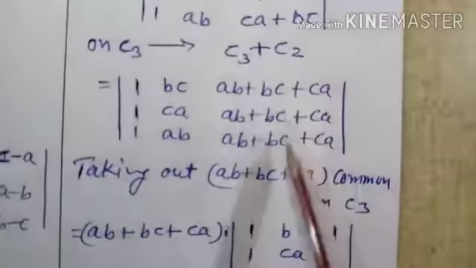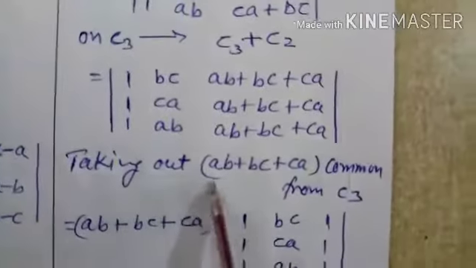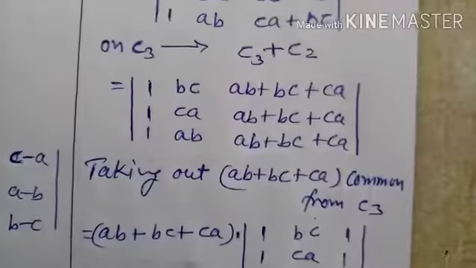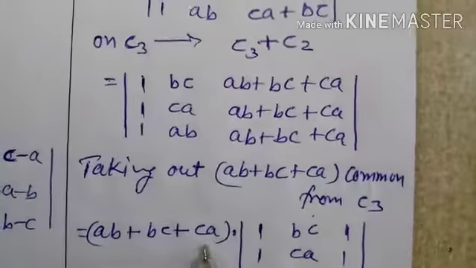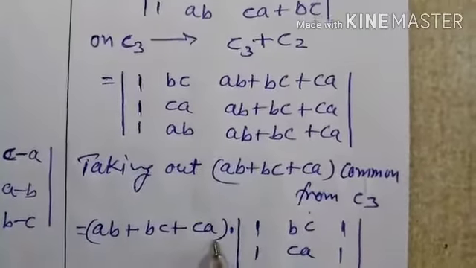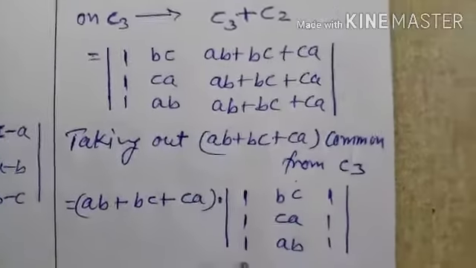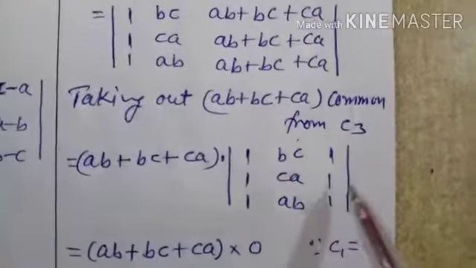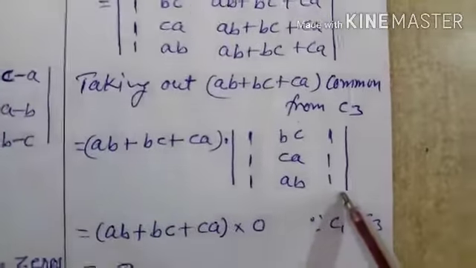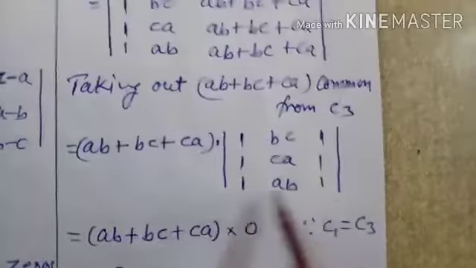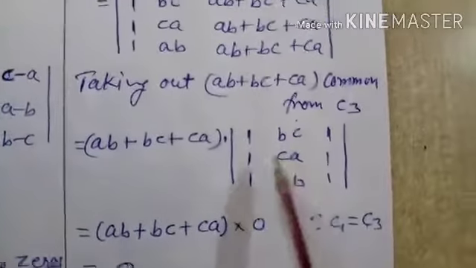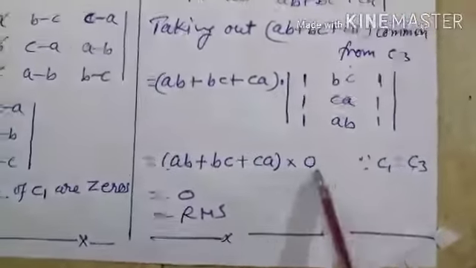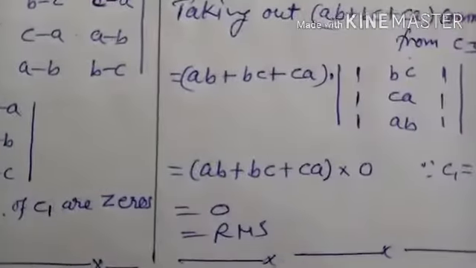So it's clear that from the third column we are taking AB plus BC plus CA common out from this C3. First column which is 1 1 1, second as it is. Now the third column is only 1 1 1 remaining, because AB plus BC plus CA is common out. So once again, here two columns are identical, C1 and C3. So the value of this determinant is 0. So AB plus BC plus CA into 0 is 0, which is our RHS.